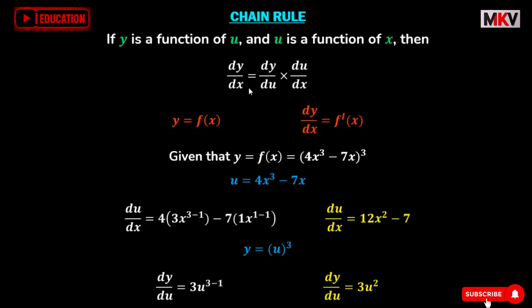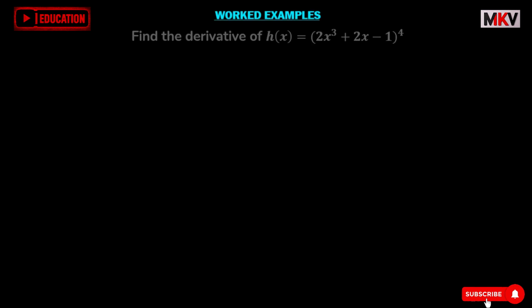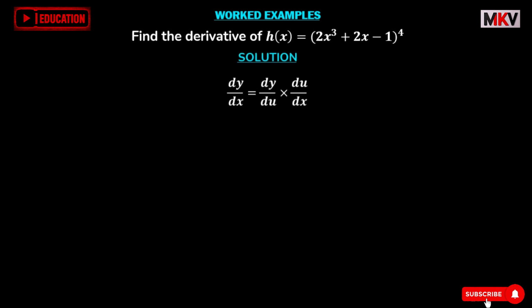Now let's look at a typical problem so we know how to apply the chain rule in finding the derivative of a function. The question says, find the derivative of h of x, which equals (2x cubed plus 2x minus 1) all to the power 4. Let's solve it together. First, we state the equation of chain rule, which is dy/dx equals dy/du times du/dx.